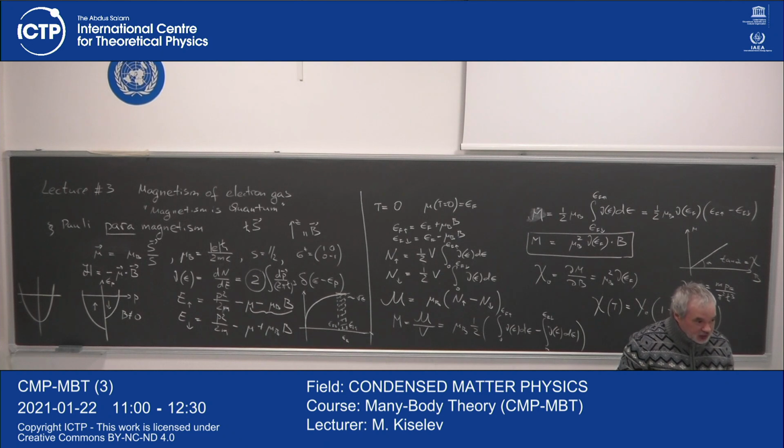But you can Taylor expand your integrals. The derivative of the Fermi distribution function, namely the derivative of a step function, is a delta function. And therefore, you Taylor expand, you proceed with computing terms, and you get this temperature correction with a proper coefficient. This is how it works.